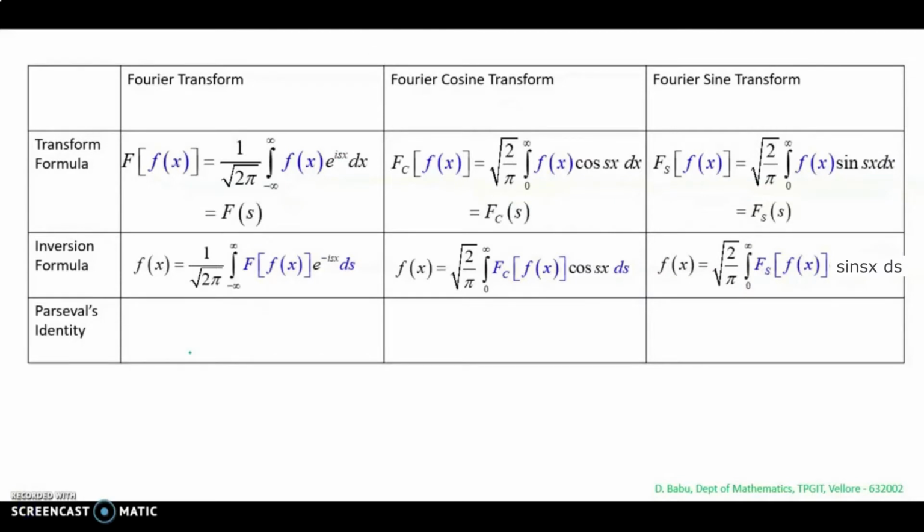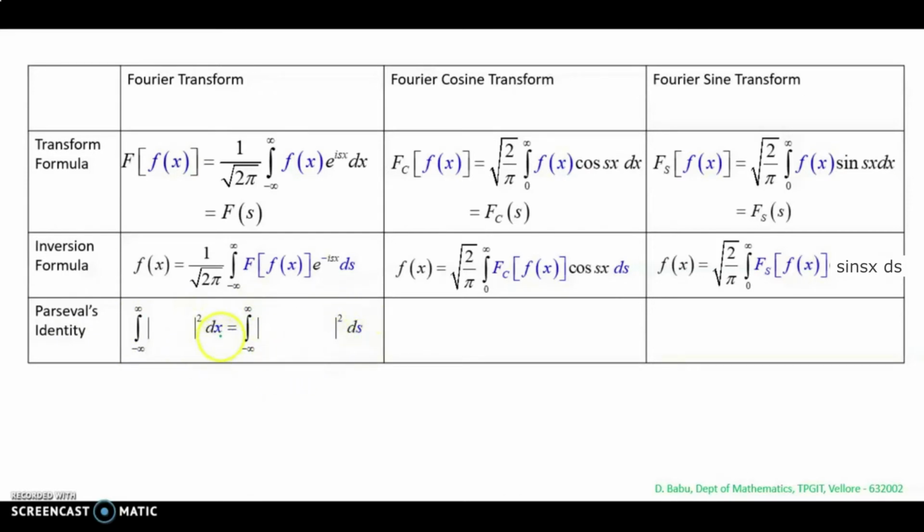Okay. Next, Parseval's identity. Parseval's identity is the same for all the transforms, namely Fourier transform, Fourier cosine transform, Fourier sine transform. The formula for Parseval's identity is integration minus infinity to plus infinity modulus of f of x whole square dx equal to integration minus infinity to plus infinity modulus of F of s whole square ds.